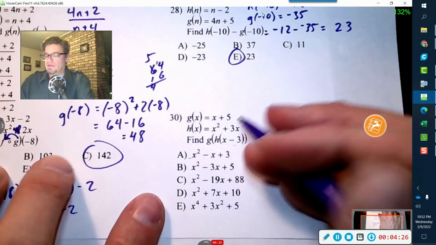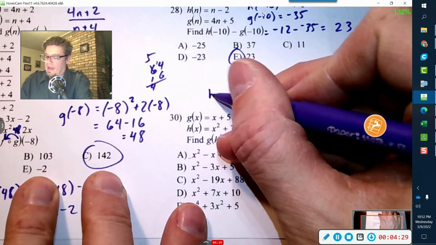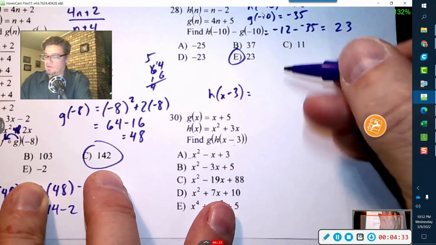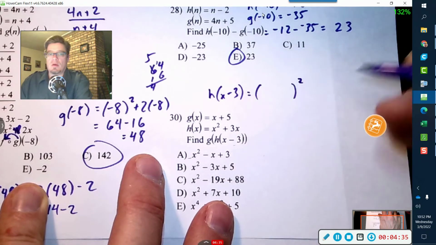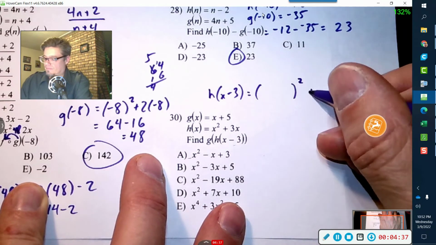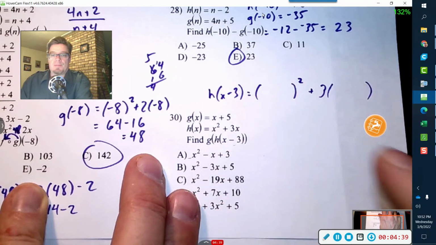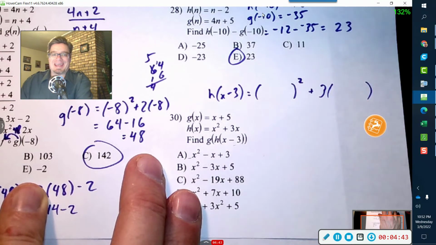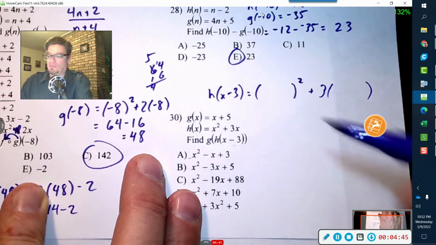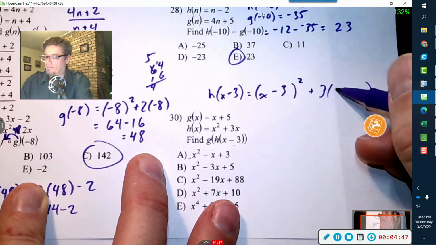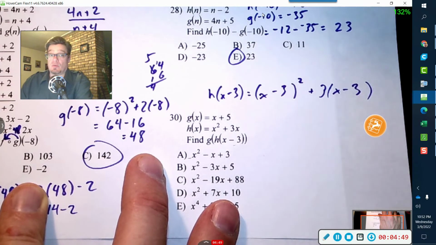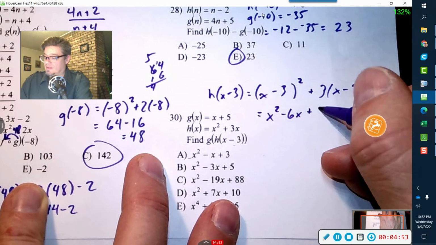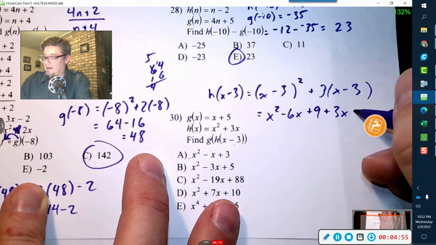What I've got to do is take my h and plug in the x minus 3. So I've got to have my windows open here. That is the h function, this is what the h function does, but I've taken out the x and I'm going to replace it with x minus 3. I'm just going to see where it takes me. It's going to be x squared minus 6x plus 9 plus 3x minus 9.